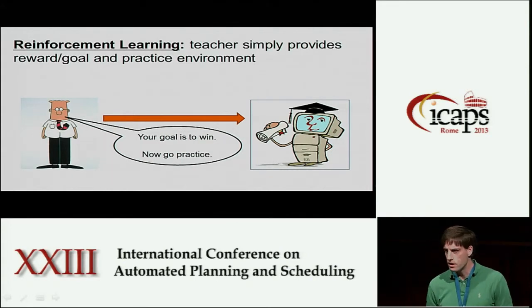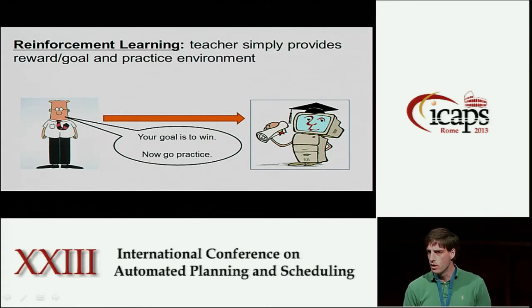Another thing that you might try is reinforcement learning, which is about having a system automatically learn to do sequential decision making. And here the teacher would provide even less than in the planning situation. The teacher would provide a reward signal or goal, and then give the computer an opportunity to practice in some environment. And so they'll say, your goal is to win at chess. I'll give you a +1 whenever you win and -1 whenever you lose. Now go practice and figure out how to play chess. So again, it's a minimalist teaching style.